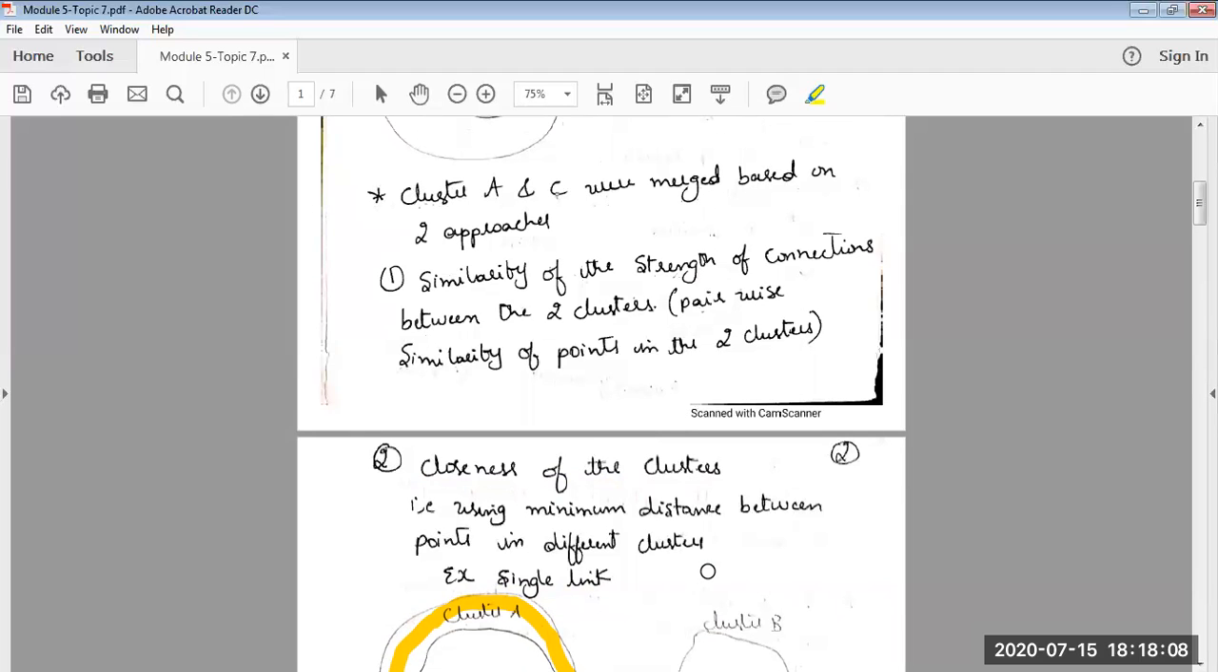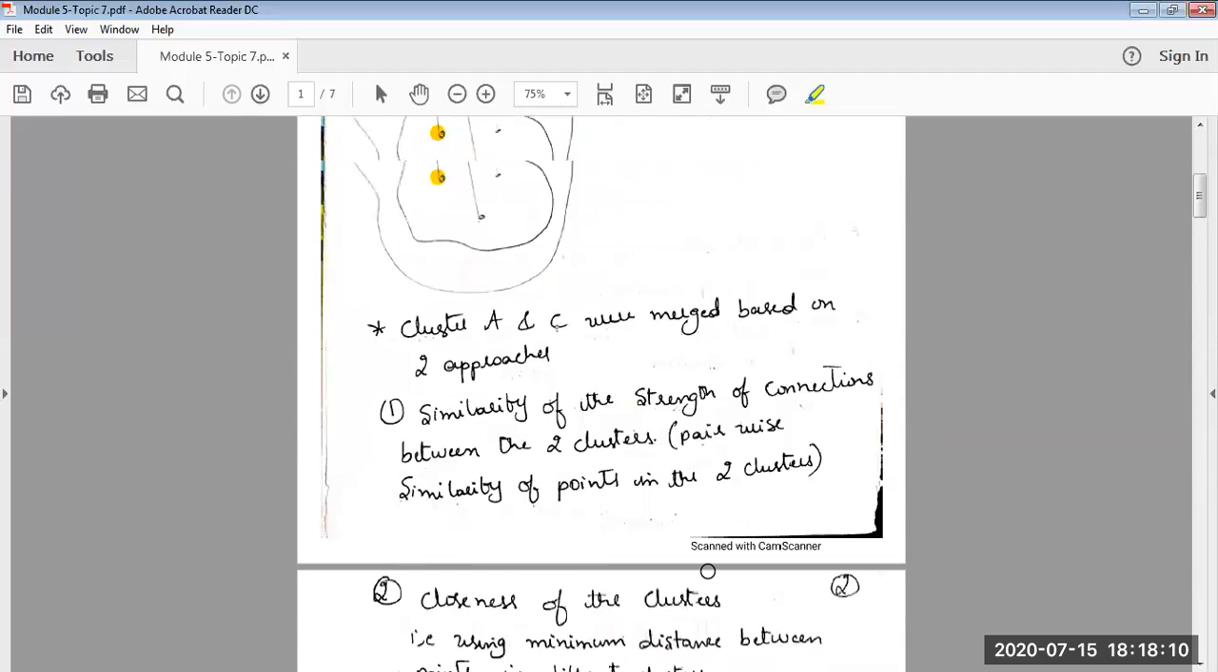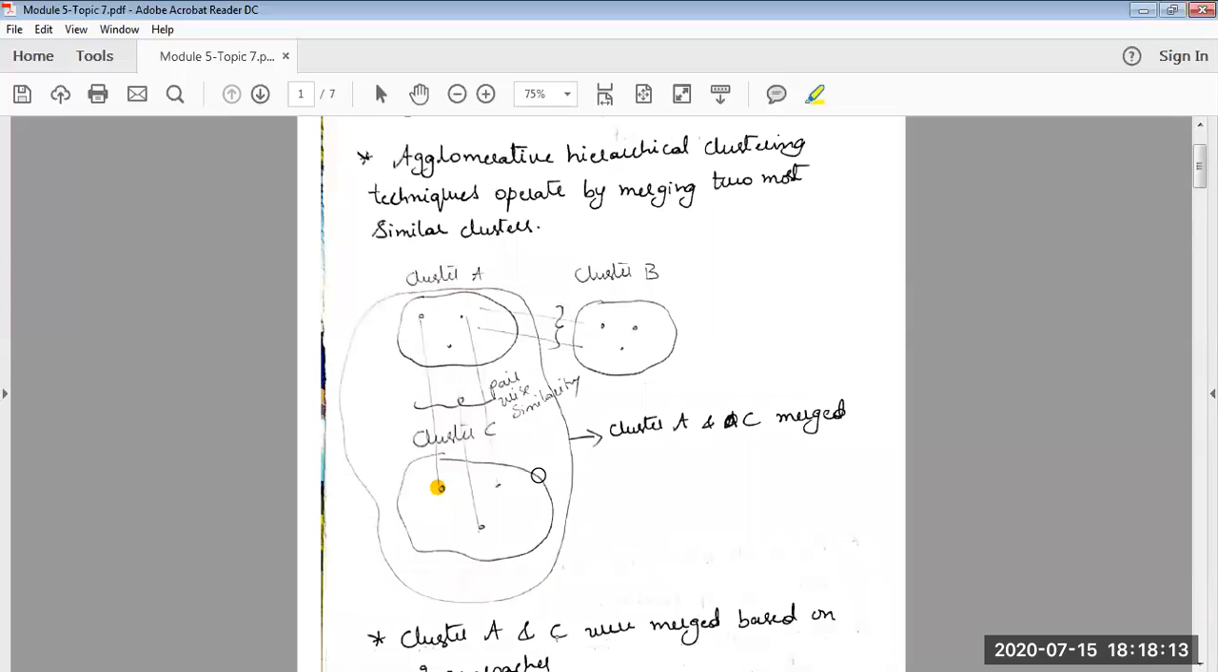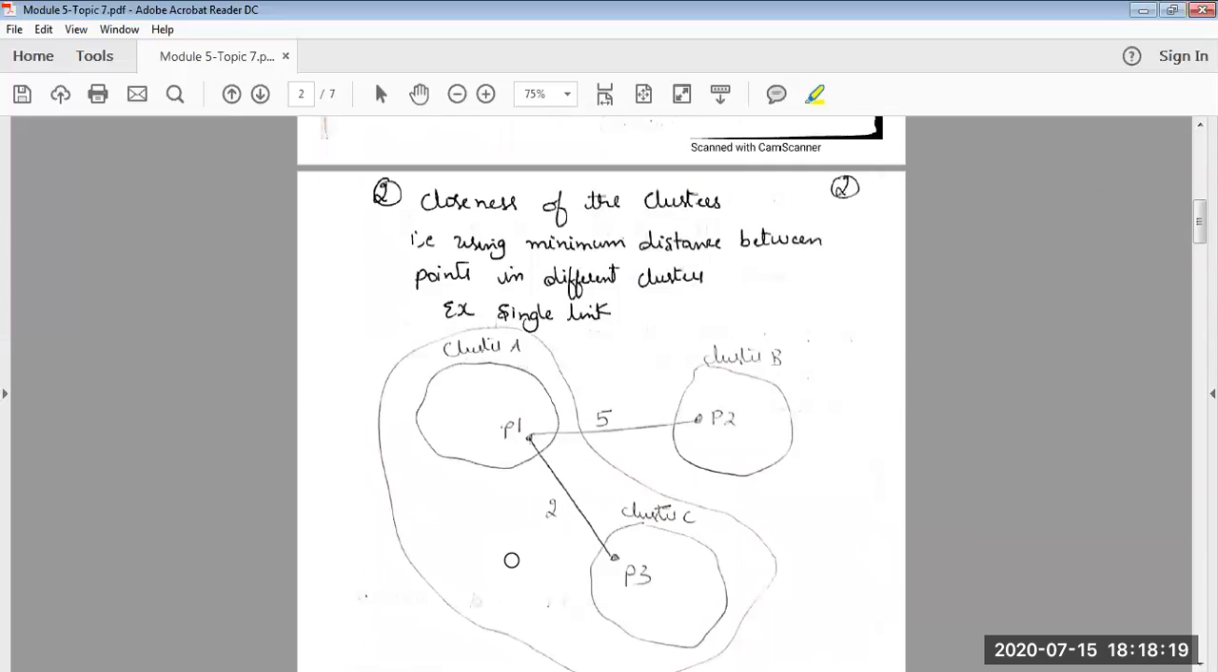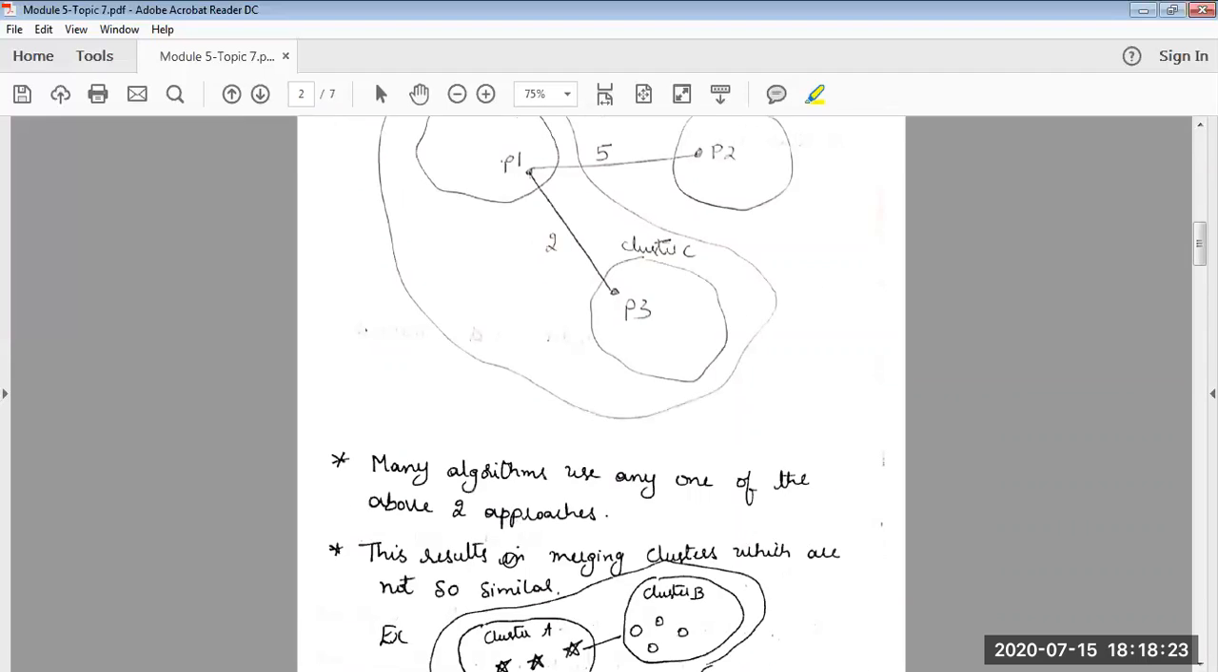So in either of the mechanisms, in either of the cases, the common thing is that the distance between the points in the clusters is taken into consideration for deciding which clusters need to be merged.